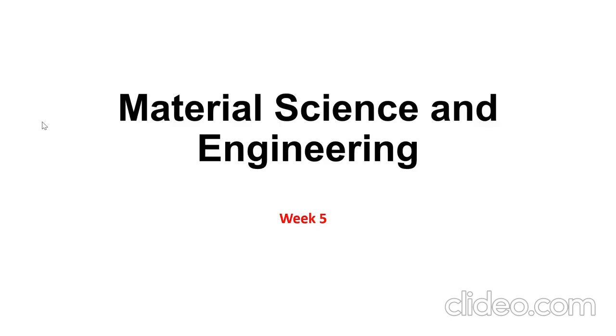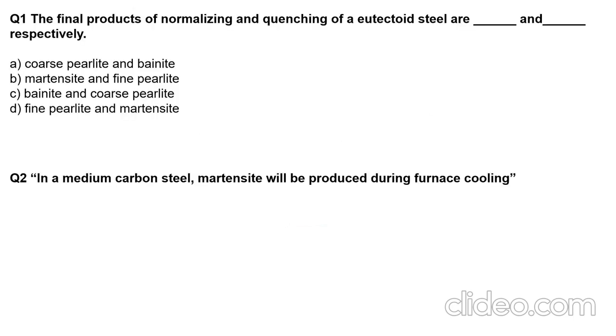MCQ based questions first. So this is your question that says that the final products of normalizing and quenching of a eutectoid steel are dash and dash respectively. So you have to tell, if you go for these types of heat treatments, what kind of microstructure you can attain. The options are pearlite and bainite, martensite and fine pearlite, bainite and coarse pearlite, fine pearlite and martensite. So you have to say which of the following options is right.